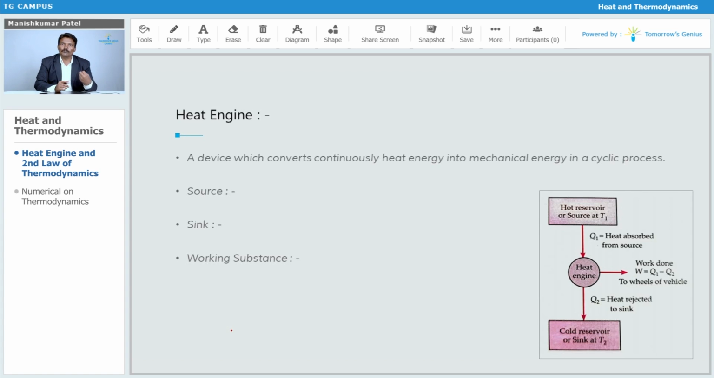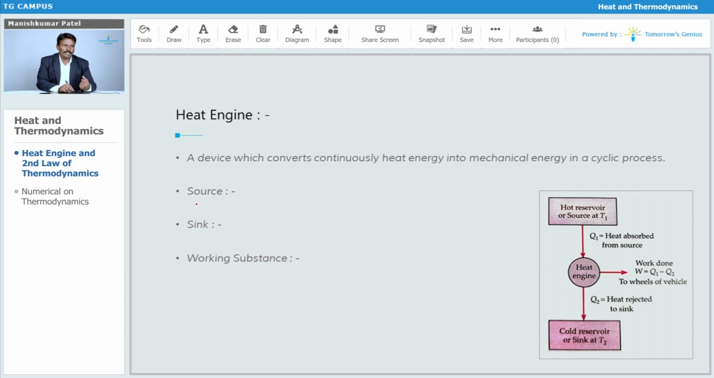With the help of it, the piston is moved in and out of the cylinder, which is connected to the crankshaft, which is in turn connected to the wheel. So the wheel starts to rotate. So this heat engine is a device which continuously converts heat energy into mechanical energy in a cyclic process.